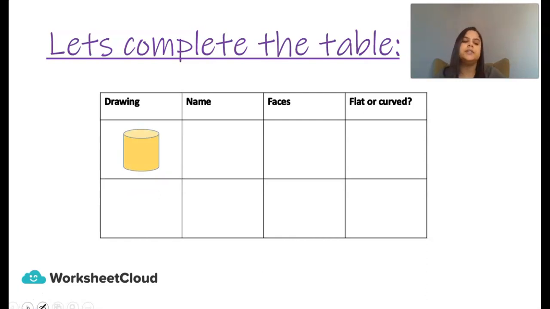So the first one, can you guys remember what we call this one? Think about it, grade 3s, and I'm going to put the other shape on as well. I want you to think about or try to remember what we called the two shapes in the previous slide. That's over here. This one and this one. I'm going to leave it on for a few seconds for you to try and figure it out. Give us the name, how many faces it has, and are they flat or curved?